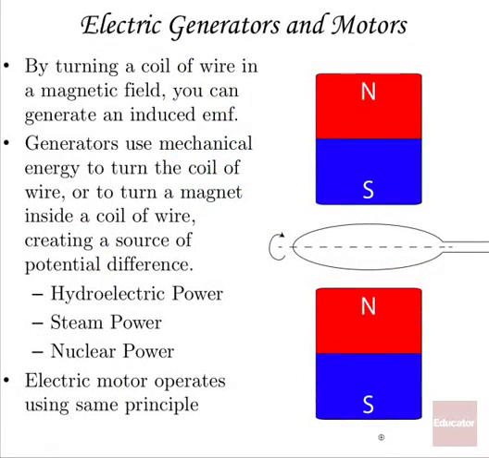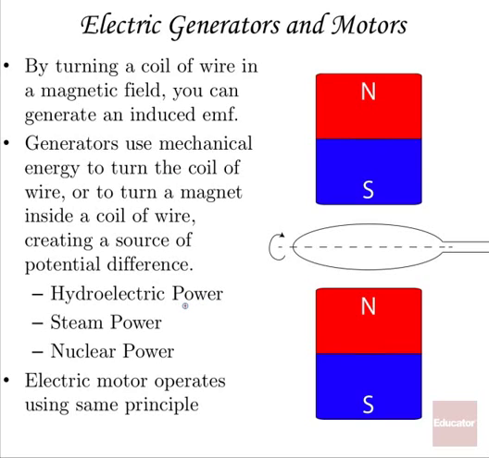All right, electric generators and motors. By turning a coil of wire in a magnetic field, you can generate an induced EMF because you're changing the flux through that loop. Generators use mechanical energy of some sort to turn the coil of wire, or to turn a magnet inside a coil of wire, to create a changing magnetic flux, and therefore create a source of potential difference. Think of hydroelectric power.